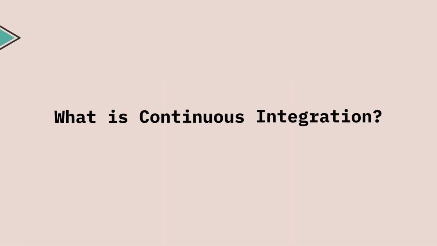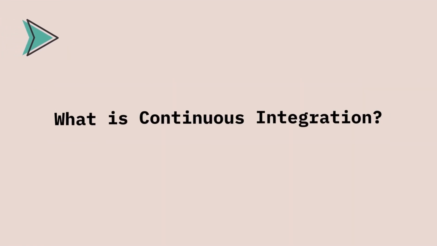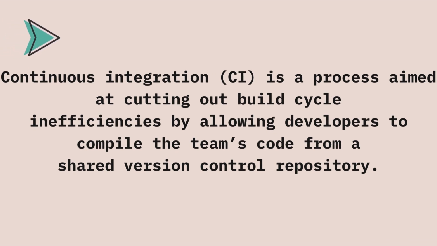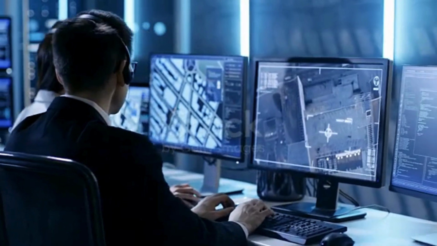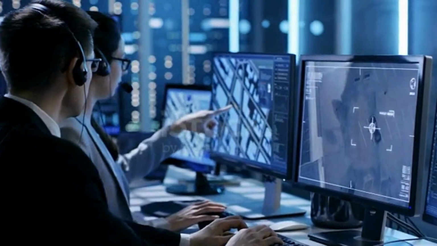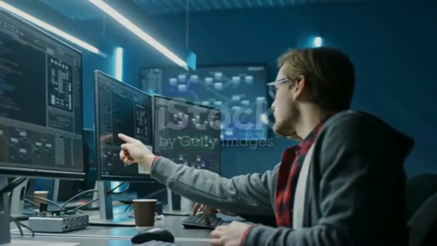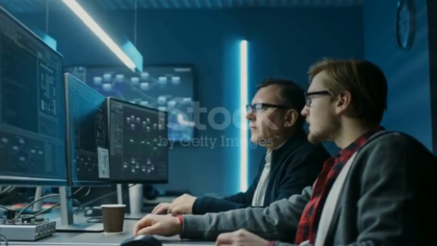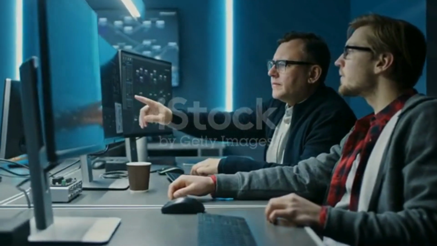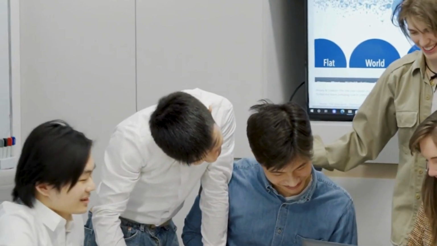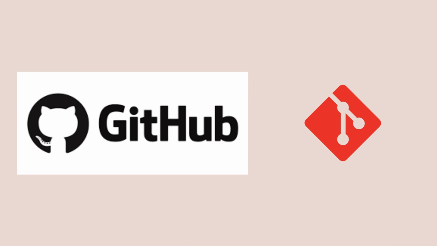What is continuous integration? Continuous integration (CI) is a process aimed at cutting out build cycle inefficiencies by allowing developers to compile the team's code from a shared version control repository. Here, a version control system or version control repository is used to keep track of versions of a set of files, usually to allow multiple developers to collaborate on a project. For example, GitHub is a cloud-based hosting service that lets you manage Git repositories.